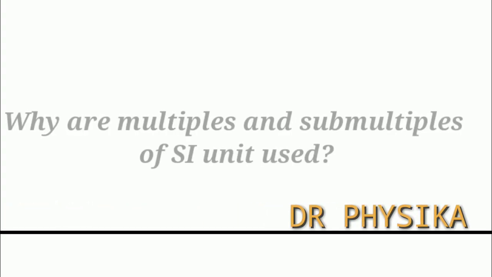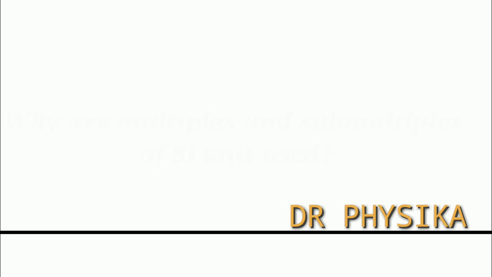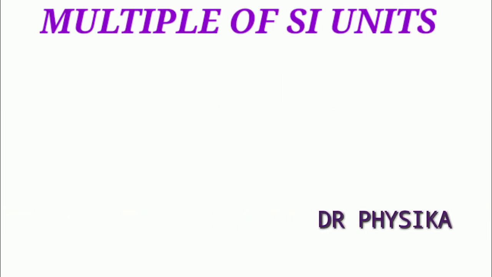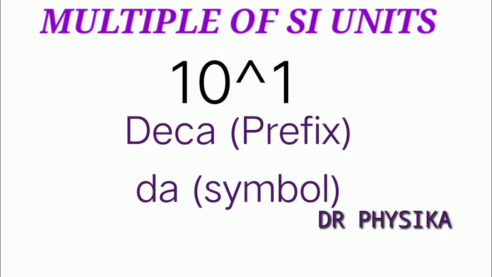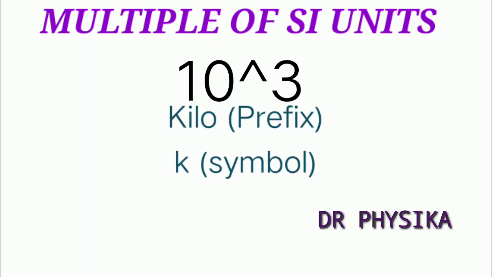Multiples and submultiples of units are used to more conveniently express very large and very small numbers. First are the multiples of SI units. 10 raised to 1 is deca, and the symbol of deca is da. Second, 10 raised to 2 is hecto, and the symbol of hecto is small h. Third, 10 raised to 3 is kilo, and the symbol of kilo is small k.